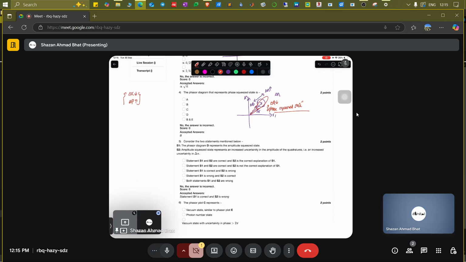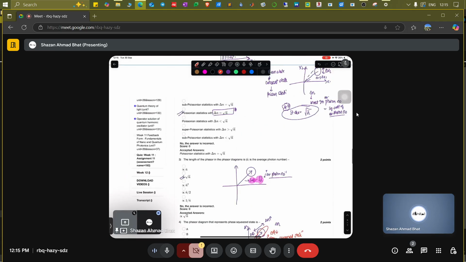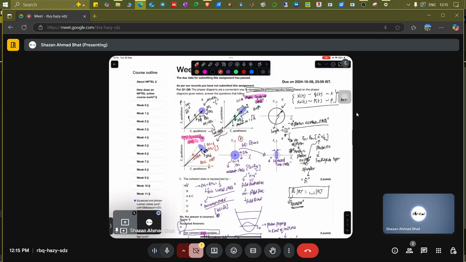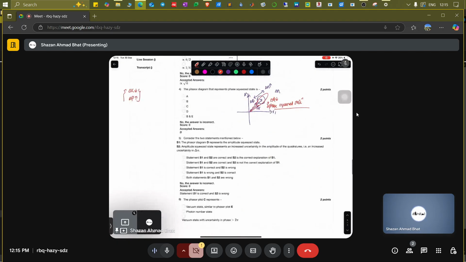It is the uncertainty in the position and the momentum, in basically the fields of that particular photon number. And now what we have is that this is a phase squeezed state. Part B is the phase squeezed state. This is the phase squeezed state.